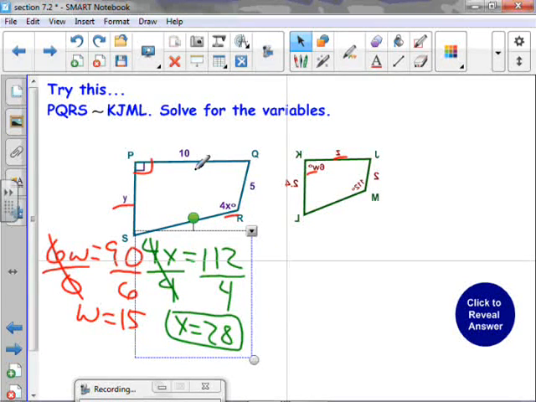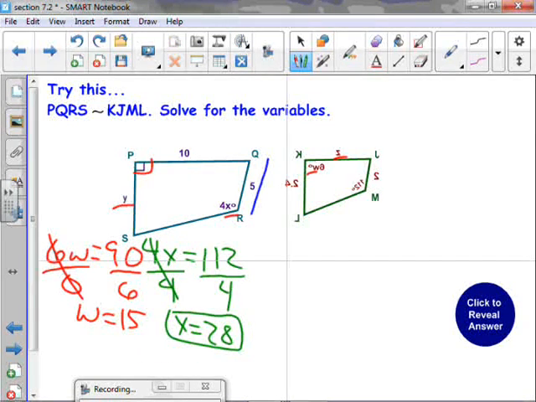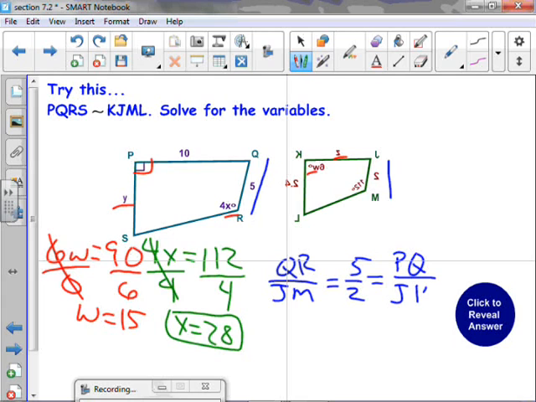What's next? I know that my sides must be corresponding to each other, and I look for sides that have both numbers, so I can get one of these to be a fraction. So I know that QR over JM is equal to 5 over 2. But I know that these figures are similar, so I know this 5 over 2 must be equal to every other ratio of side lengths, and so I look for one more. 5 over 2 must equal PQ over JK.